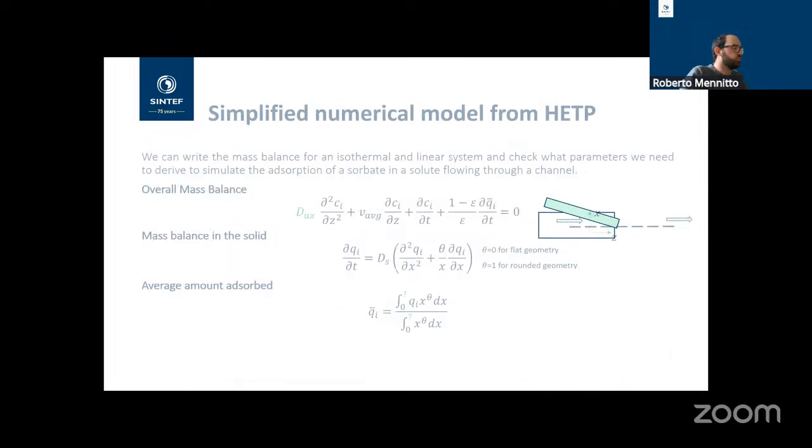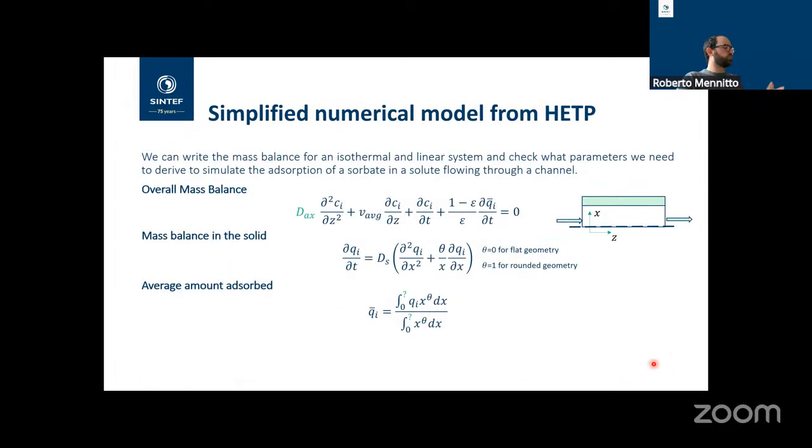So just to see what we can do with the HTP then, we can reverse engineer the HTP to write a simple numerical model, much simpler than 3D simulations, that we can use, for instance, to match breakthrough experiments or to use in process simulation. So what we can do, again, we take the reference system from Rutten and Ron, so a dimension for gas flow and a dimension for solid diffusion, and we write the overall mass balance, the mass balance on the solid and the average amount adsorbed.